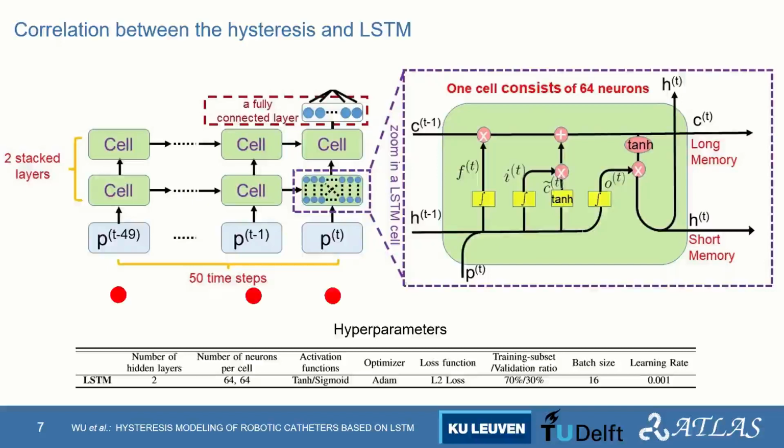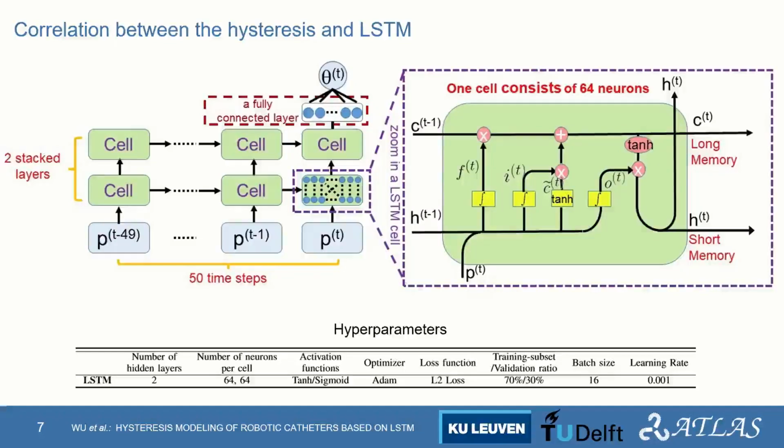According to a previous pilot study, a window size equal to 50 showed a good performance while maintaining a low computational cost. Therefore, the input pressure was segmented into a window size of 50. In other words, the sequential pressure data from t-49 until t was entered into the LSTM. A fully connected layer was added after the last LSTM cell.